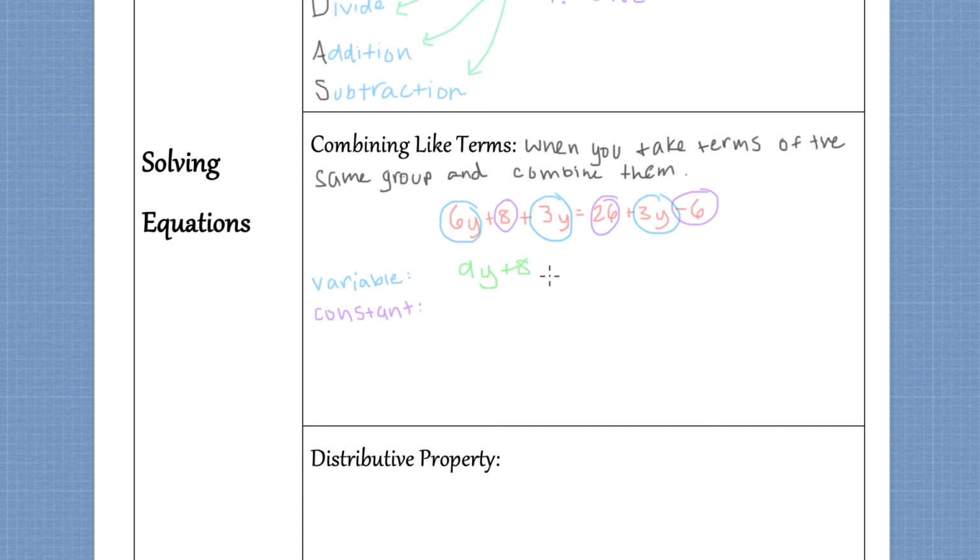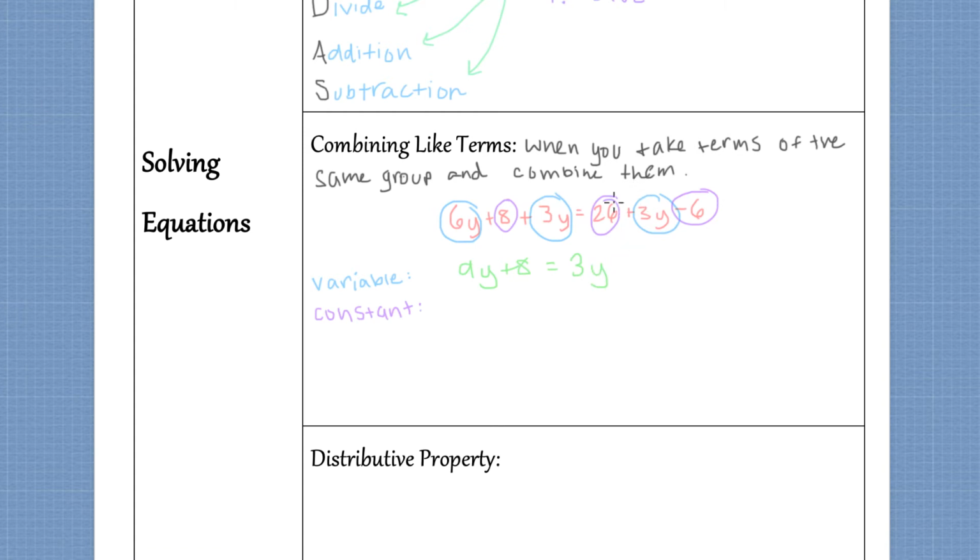On this next side over here, let's start with the variable term, we only have 1. So since there's nothing to combine it with on this side, we're going to just leave it as it is. We're going to write 3y.